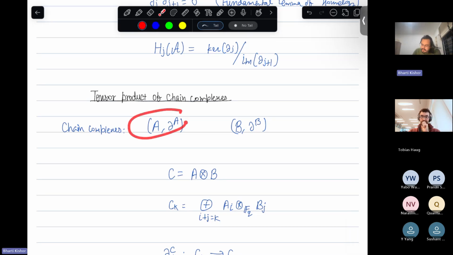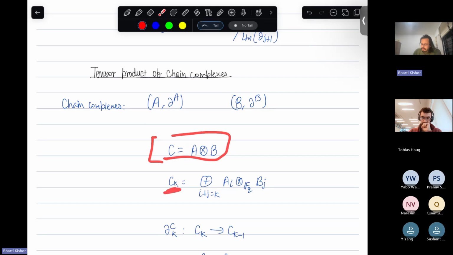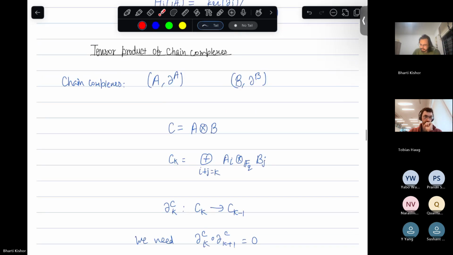And you can take two such chain complexes, and you can make a tensor complex where the kth object, of size k, is basically A_i tensor B_j such that i plus j equals k, and you take the direct sum over such objects, and you call that C_k.